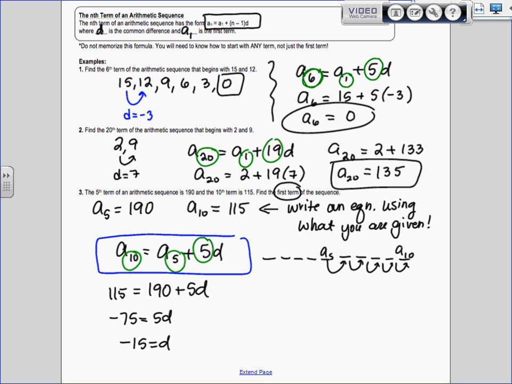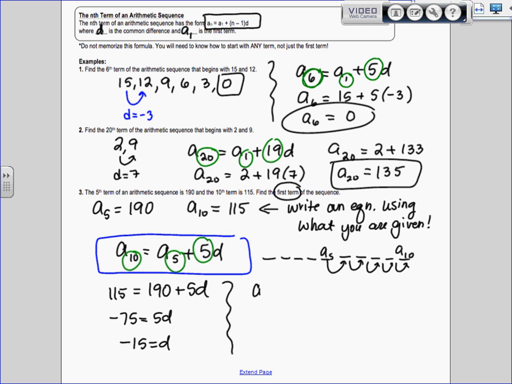It says find the first term. So it's the second part of the problem. I need to find the first term. I can use either the 5th term or the 10th term. It doesn't matter. Which term would you use? Would you use the 5th or the 10th to find the first term? I'd probably use the one closer to it. I'd probably use A5. It's probably going to be smaller numbers too.